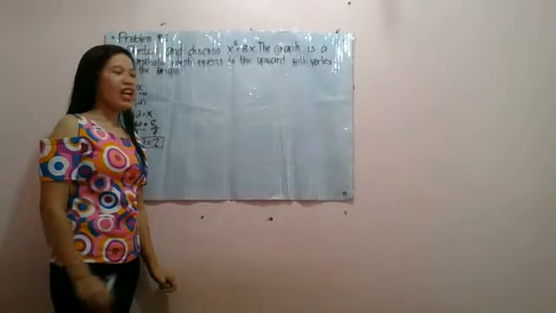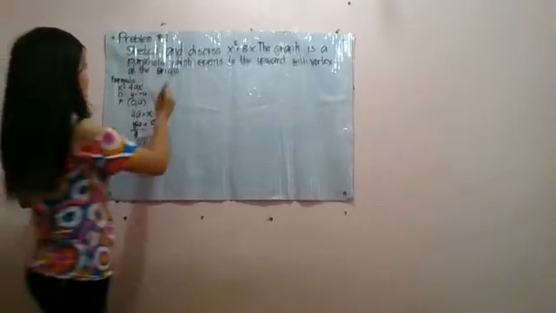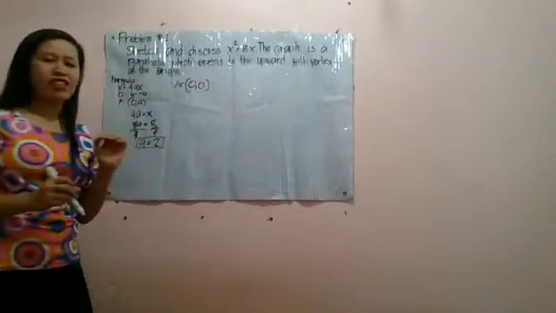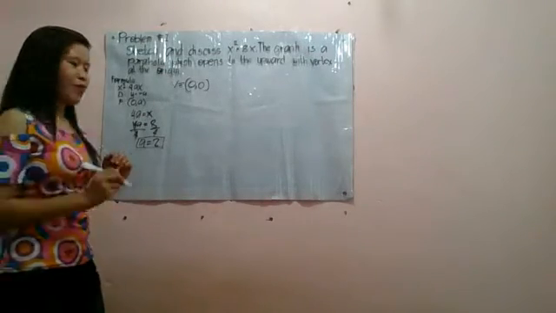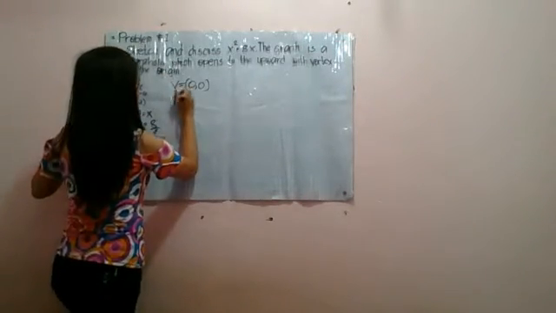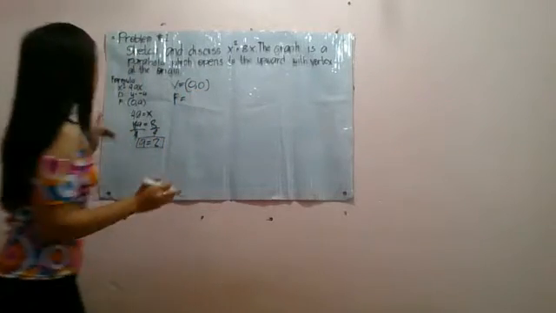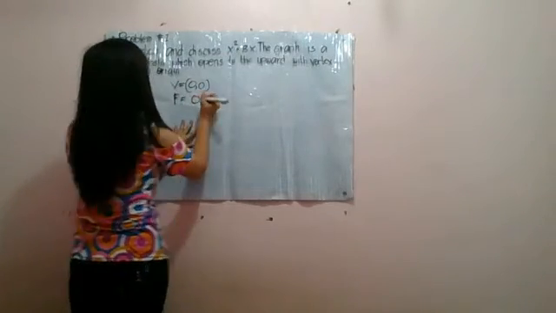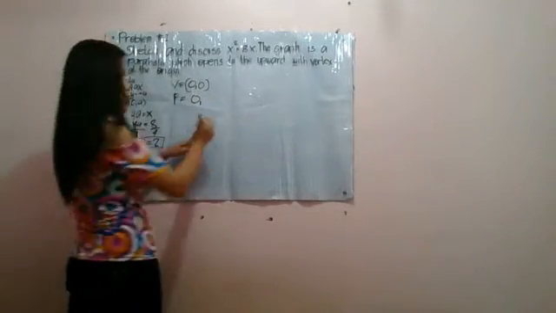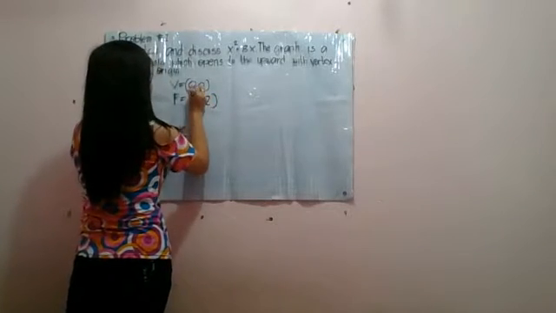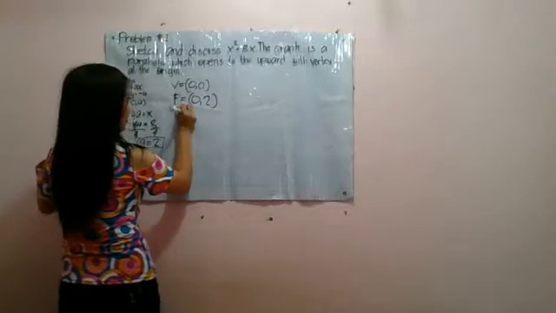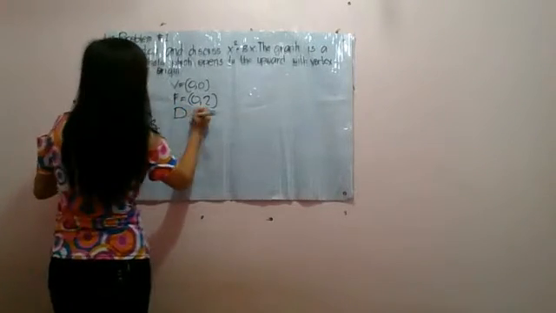And the value of our vertex is 0, 0 because our vertex is at the origin. And then our focus is 0, 2, so the value of our a is 2. So our focus is 0, 2. And then next is the directrix. The directrix is y equals negative a. So here is our directrix. The value of our a is 2, so y equals negative 2.